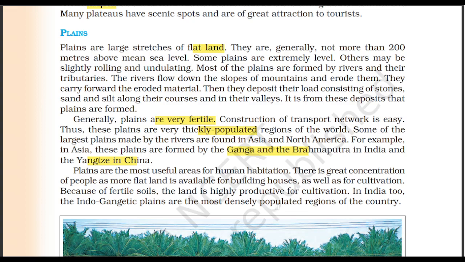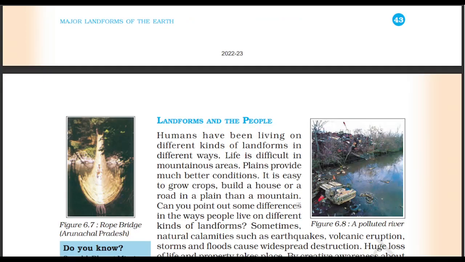Now the next topic is landforms and people. Humans have been living on different kinds of landforms in different ways. Life is difficult in mountain areas. Plains provide much better conditions. It is easy to grow crops, build a house or road in a plain than on a mountain.